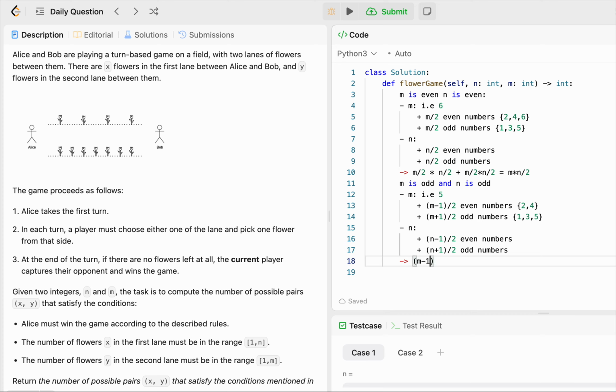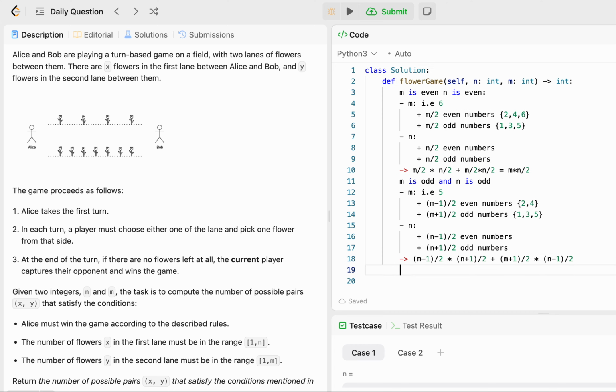So that is the m minus 1 divided by 2. Here we pick the even number first, and then we combine them with the odd numbers. So that is the n plus 1 divided by 2, right? Then we add, because here we have the m plus 1 divided by 2 odd numbers, and we multiply with the even number, that is the n minus 1 divided by 2, right? So this will give us the result, that is m by n minus 1 divided by 2.